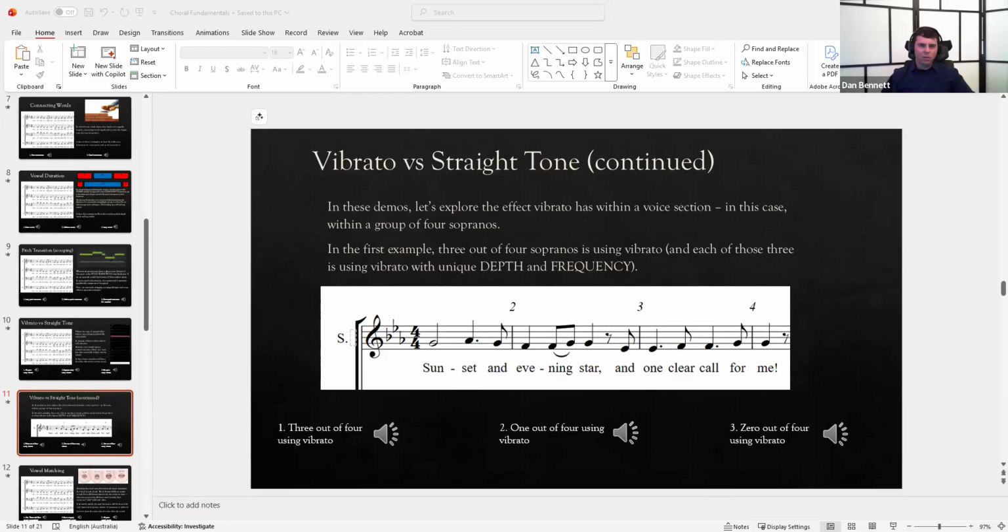Cool. So anybody want to talk about what we just heard, the vibrato within a section, within the soprano section? The frequency was unnaturally high.